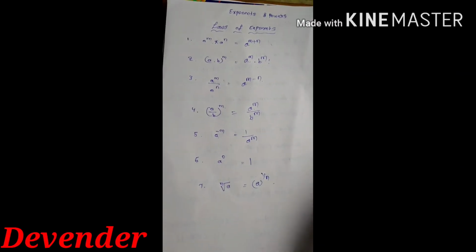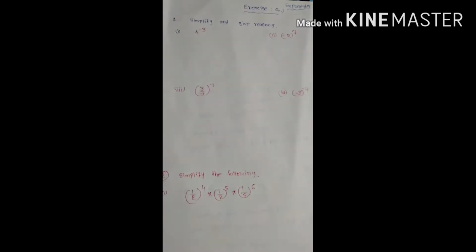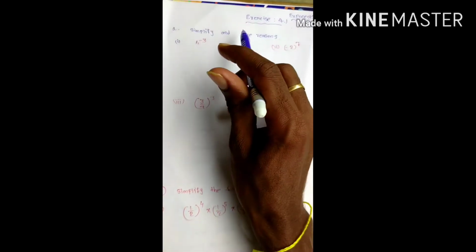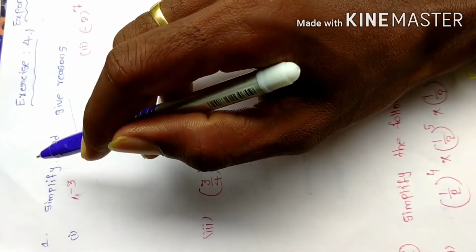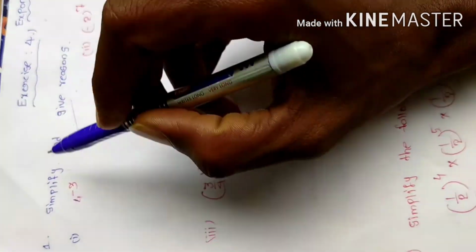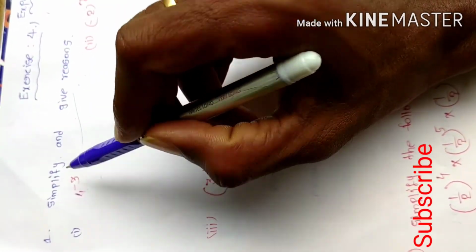Now we are moving to the first exercise, first problem. Now you can see there. The first problem: simplify and give reasons. 4 to the power minus 3.